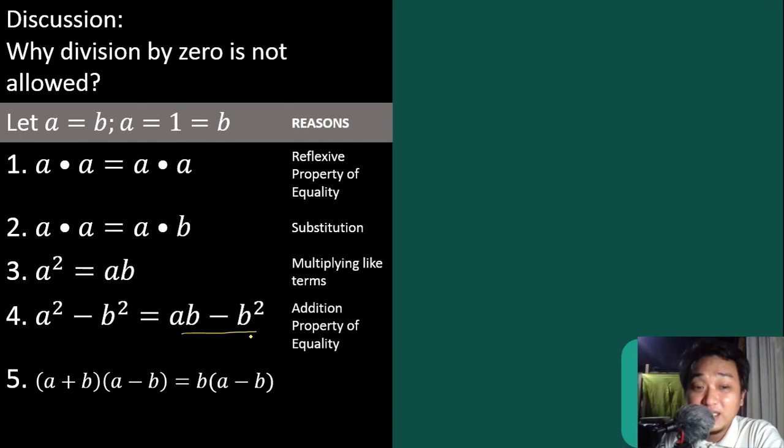Dito naman sa kabila, ang ginawa lang natin is finactor out lang natin yung common factor. What is the common factor between AB and negative b squared? Of course, that is b. If you are going to factor that out, that b, ang matitira na lang sa loob is a minus b.